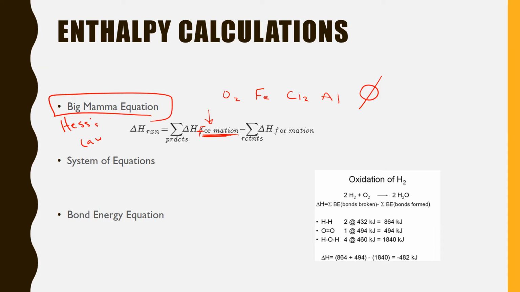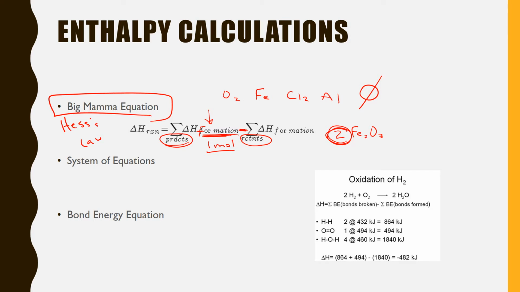Also, what you need to know is the delta H of formation is for only 1 mole of that compound. So if I have a balanced reaction and I have 2 iron 3 oxides, then I have to take the value for the delta H of formation and multiply it times 2 to be able to account for 2 moles of the iron 3 oxide. Remember that delta H is products minus reactants.